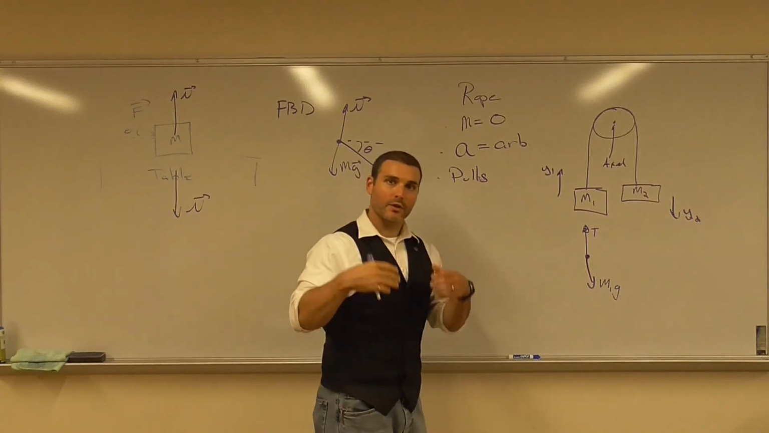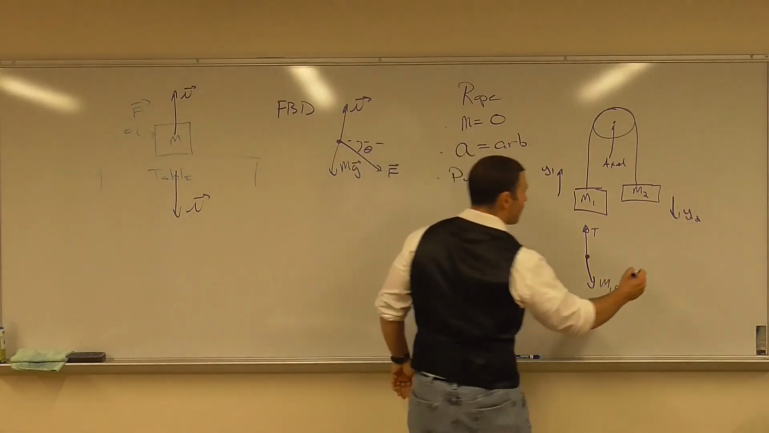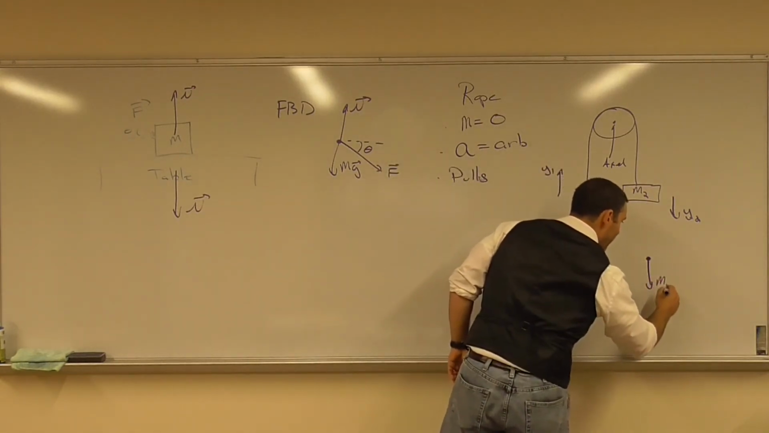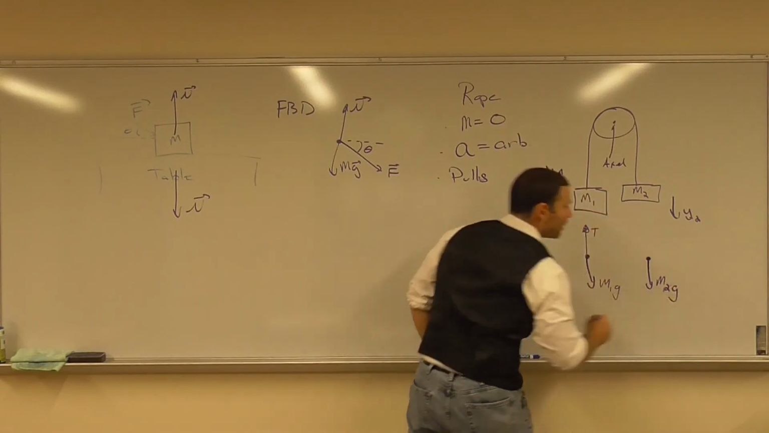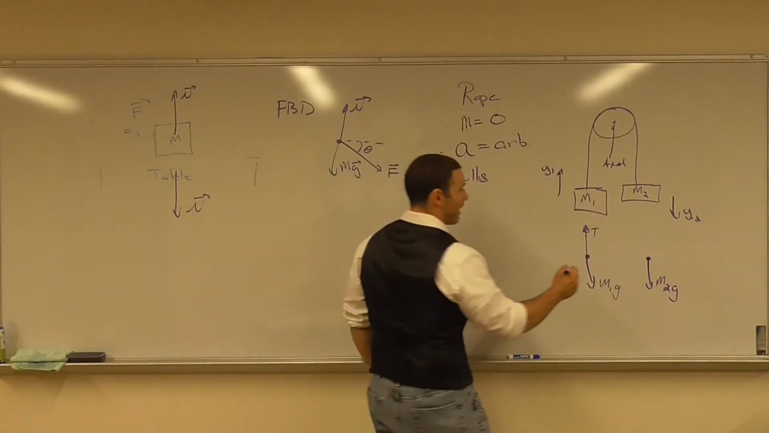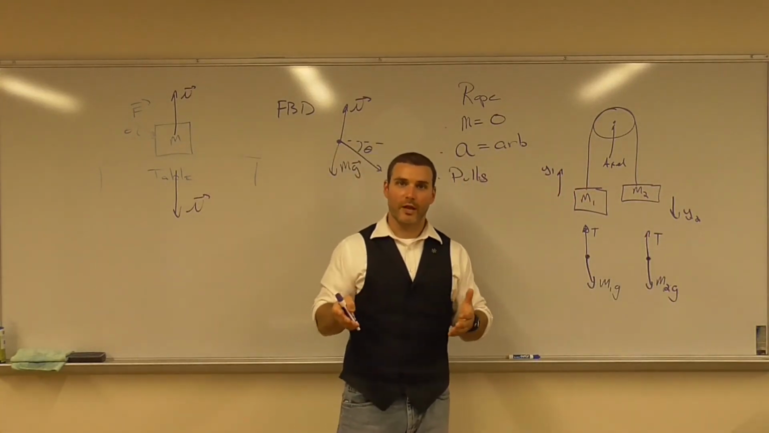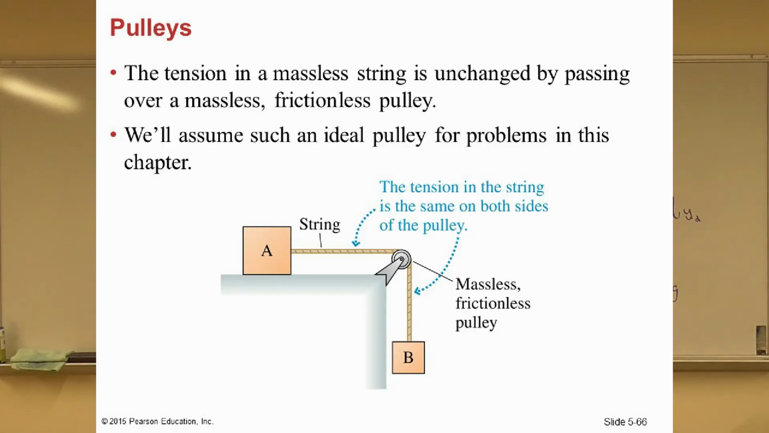And the key thing here, because the ropes are massless, if I draw a free body diagram on mass 2, again, I have gravity, M2G, acting downward. I'll also have the same tension acting upward. So the pulley doesn't affect the value of the tension. In this slide, you see a slightly different configuration. We make an explicit point here that the tension in the massless rope is unchanged by passing it over this pulley. And we'll assume that this is the case for all pulleys.